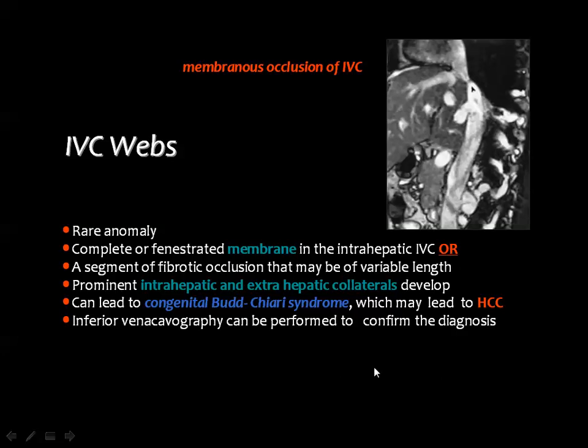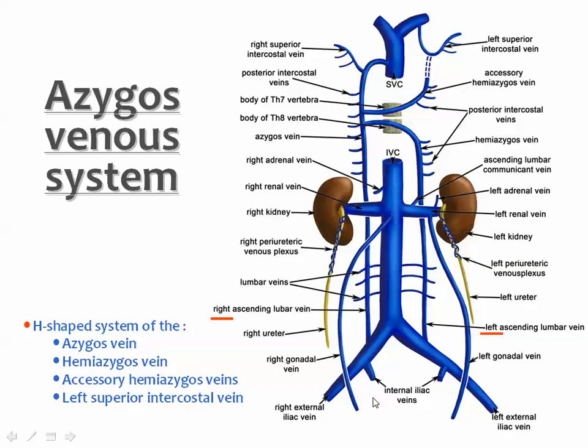This web will prevent the venous drainage from the liver to the heart and may result in dilated intrahepatic and extrahepatic venous collaterals and may lead to what is similar to Budd-Chiari syndrome, which may precipitate the development of hepatocellular carcinoma later on.